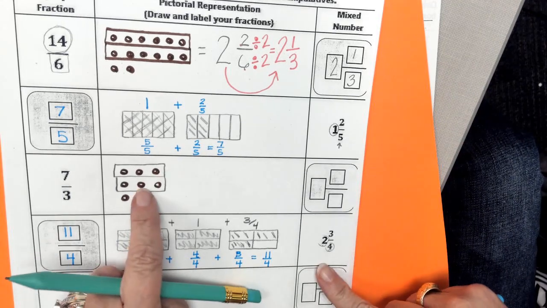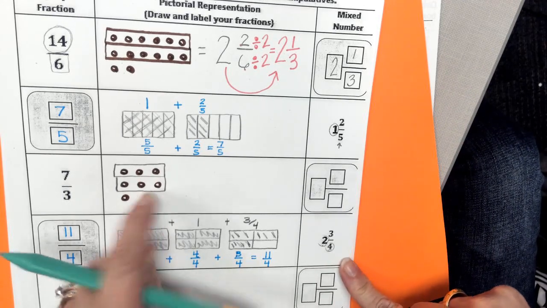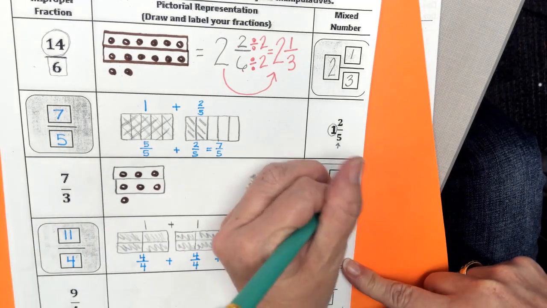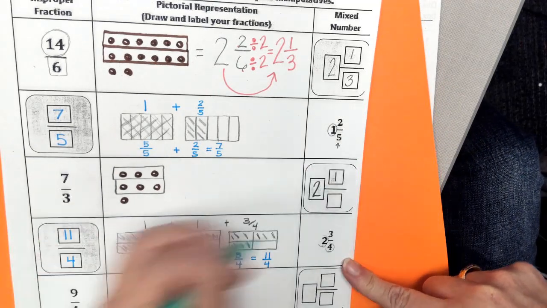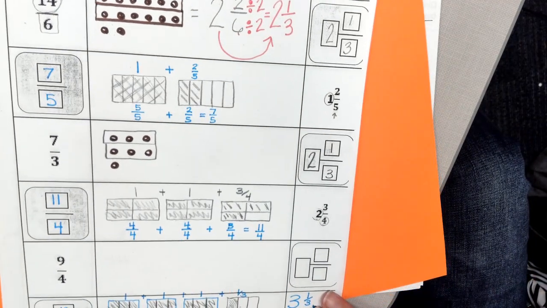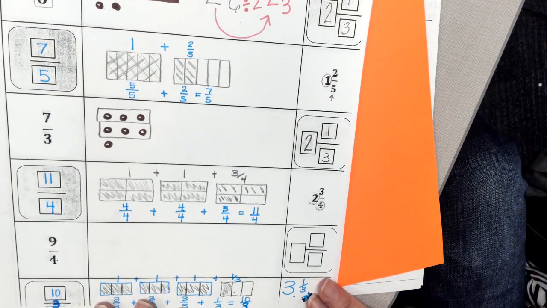So how many whole groups was I able to circle? 2. How many were left over? 1. And 3 make a group. Our answer is 2 1/3.